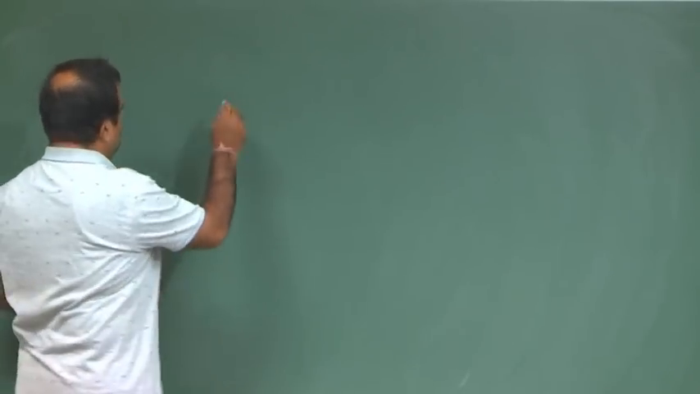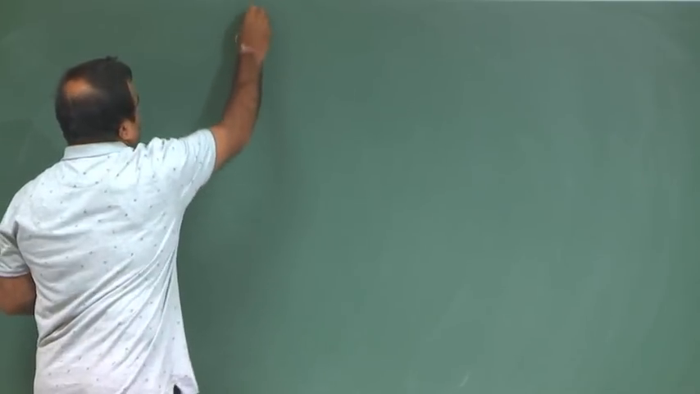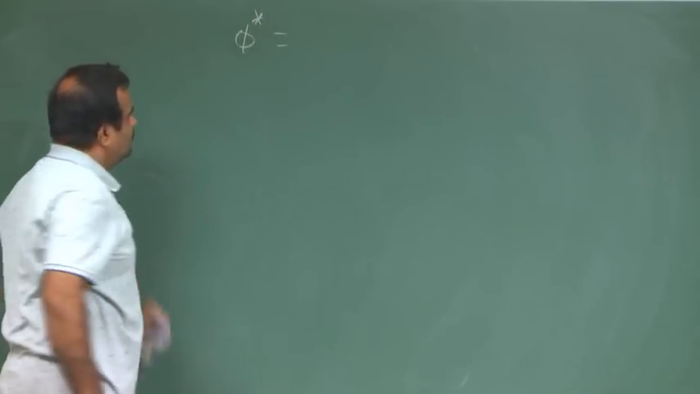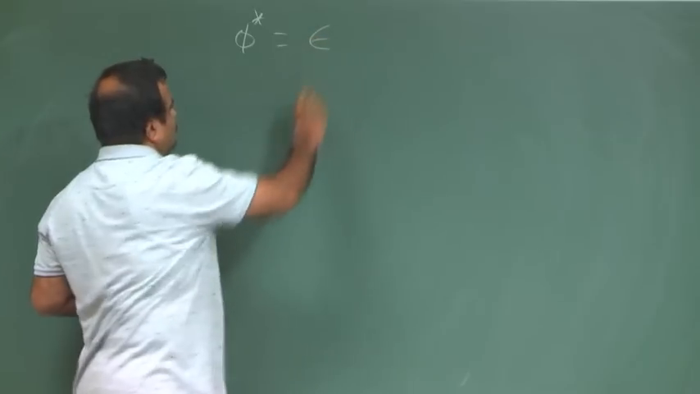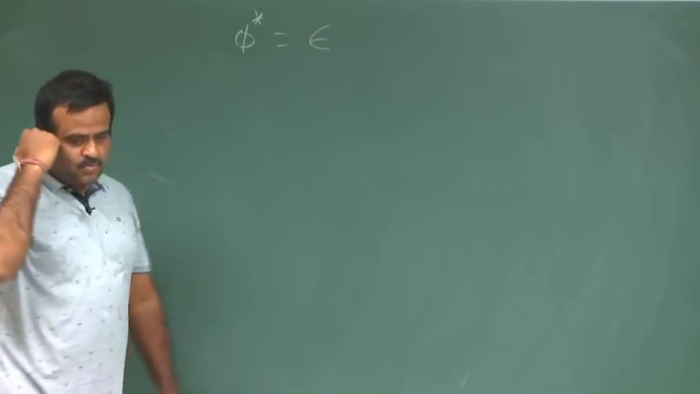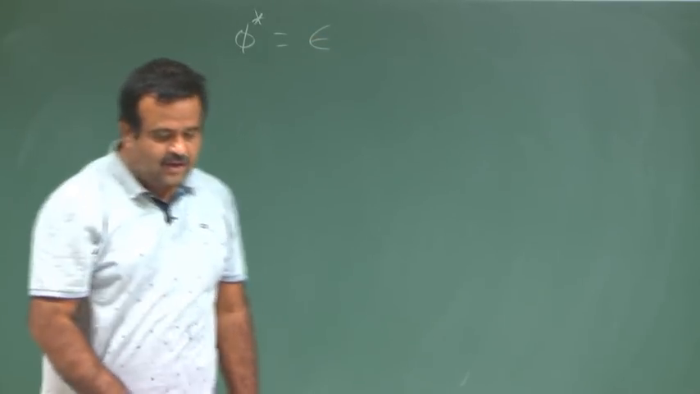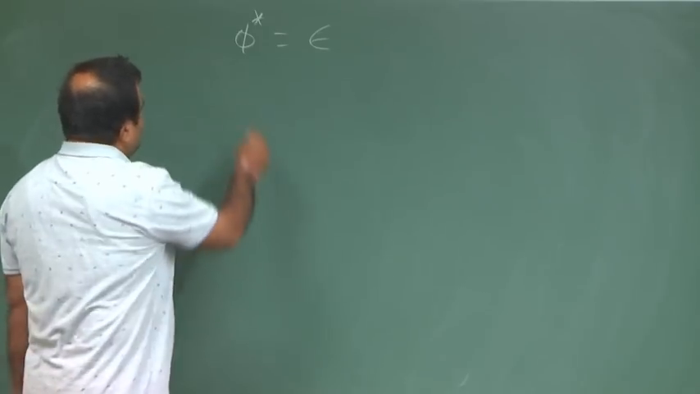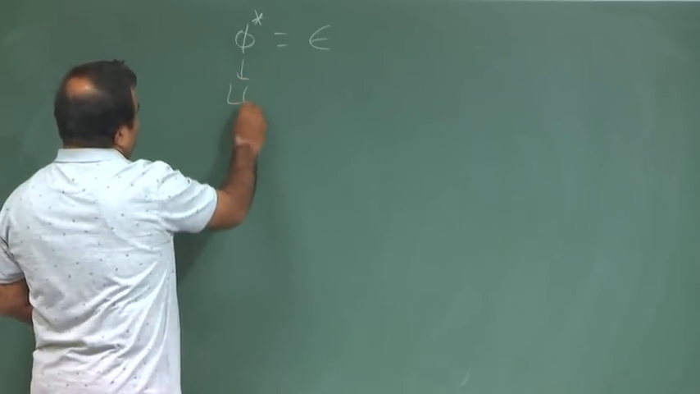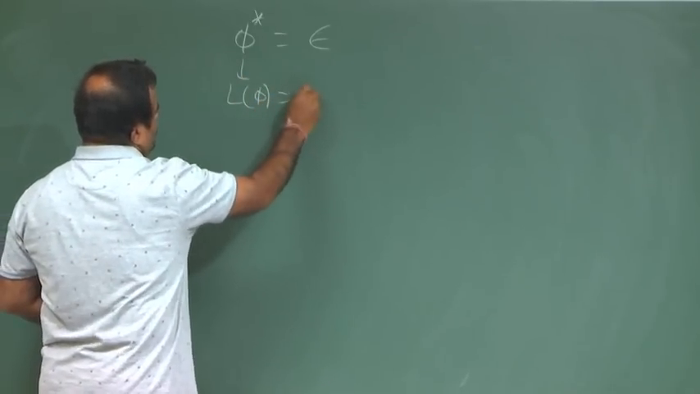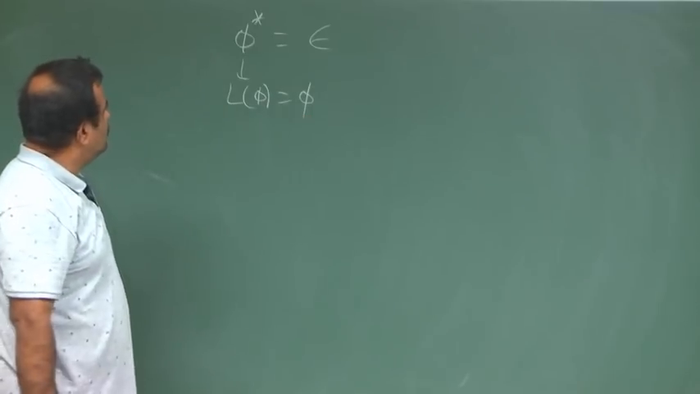So, what about phi to the power star? Is this phi? No, this is epsilon. Why? Because phi is basically the language corresponding to the empty set, nobody is there.